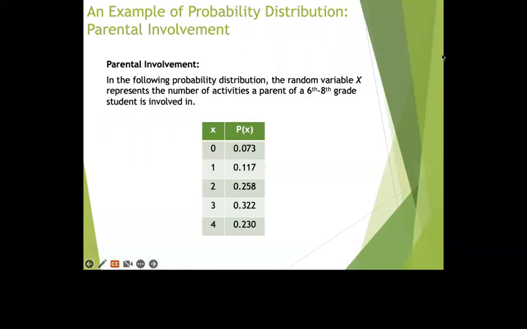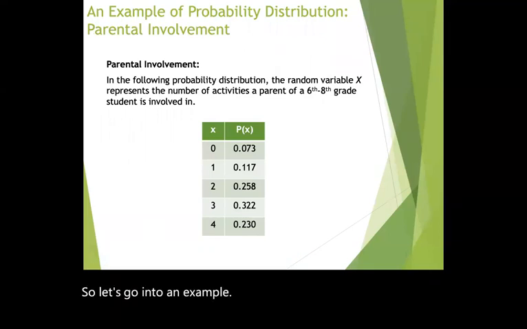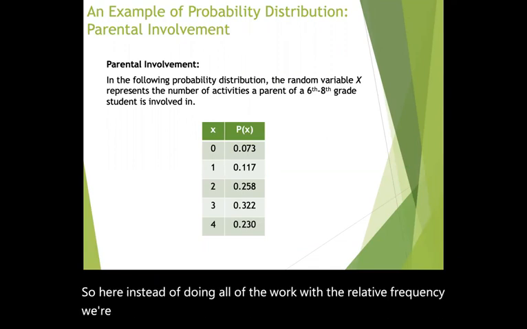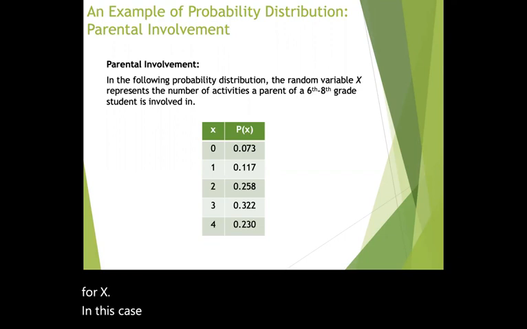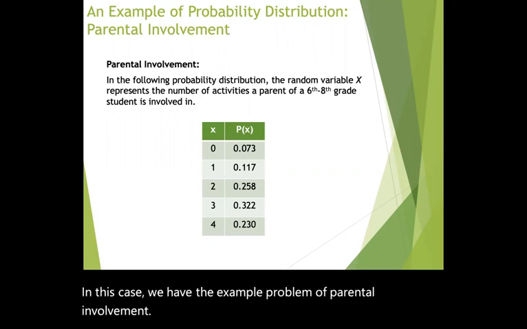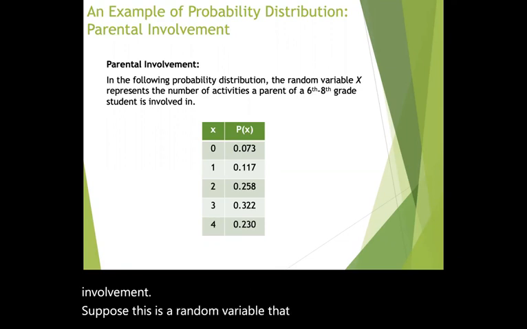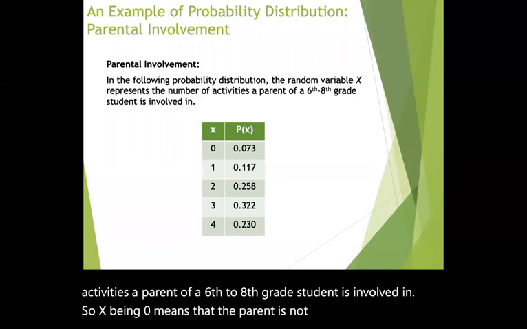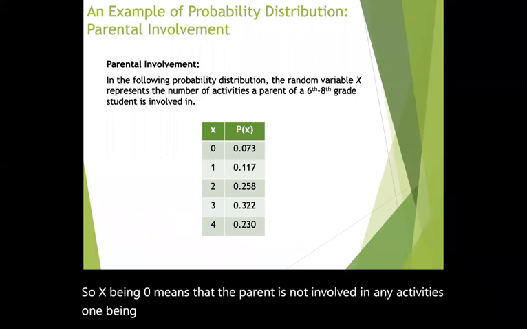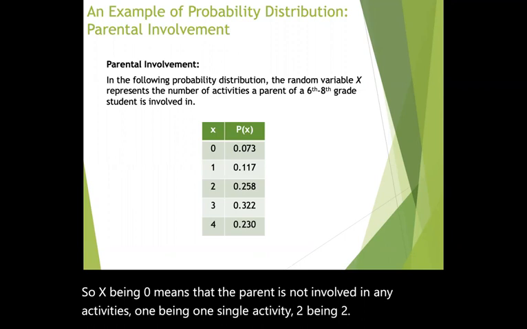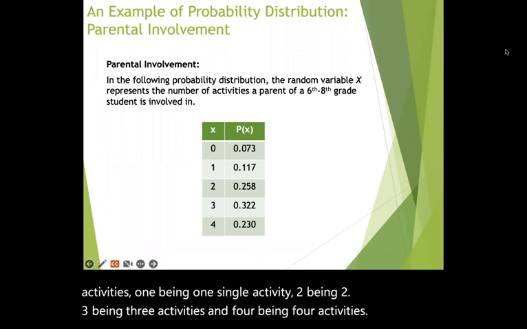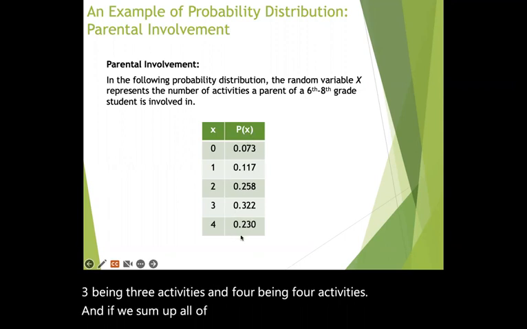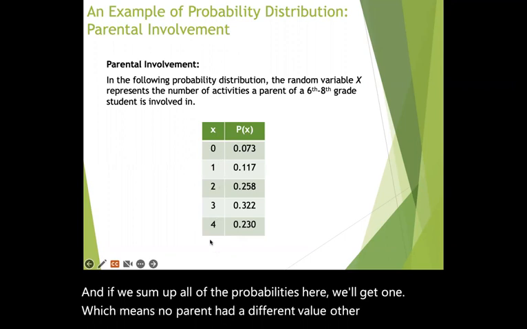So here, instead of doing all of the work with the relative frequency, we're jumping straight to the probability distribution for X. In this case, we have the example problem of parental involvement. Suppose this is a random variable that represents the number of activities a parent of a 6th to 8th grade student is involved in. So X being 0 means that the parent is not involved in any activities, 1 being 1 single activity, 2 being 2, 3 being 3 activities, and 4 being 4 activities. And if we sum up all of the probabilities here, we'll get 1, which means no parent had a different value other than 0, 1, 2, 3, or 4.